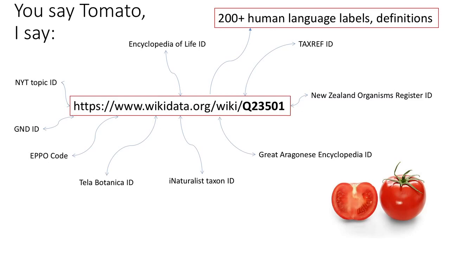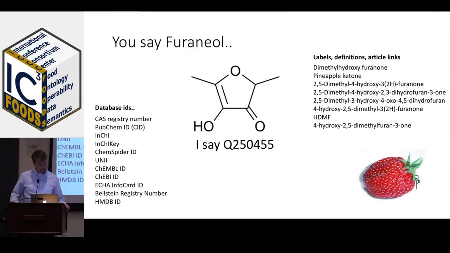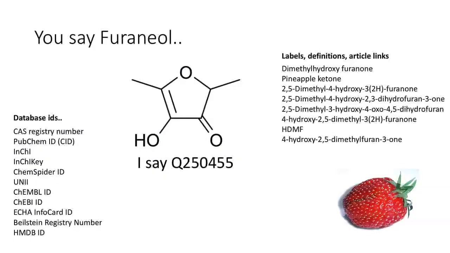And so, finishing off my 10 minutes a little bit, just to have a look at one of the more interesting molecules I heard discussed on Monday. This is the perennial. This apparently tastes like strawberries and comes from strawberries. It has a Wikidata item already. It's connected to all kinds of different chemical databases through that pattern I just discussed. And again, it would be a great starting point for building this semantic web of food.